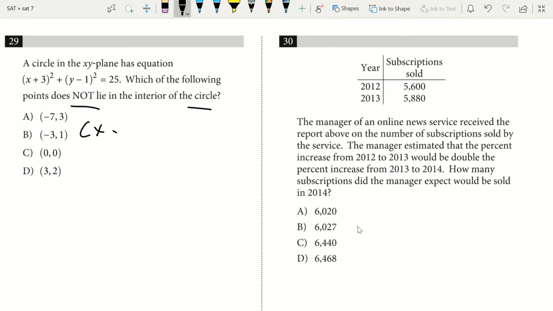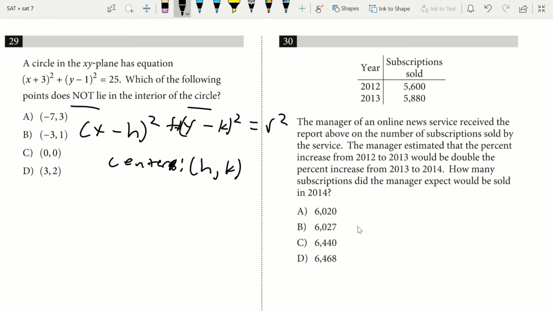So I know my standard equation for a circle is going to be (x minus h) squared plus (y minus k) squared, where the center is (h, k), and that's going to equal my radius squared. So I know my radius squared is 25, so I'm going to go ahead and take the square root of 25 to get my radius, right? So I get 5 as my radius.